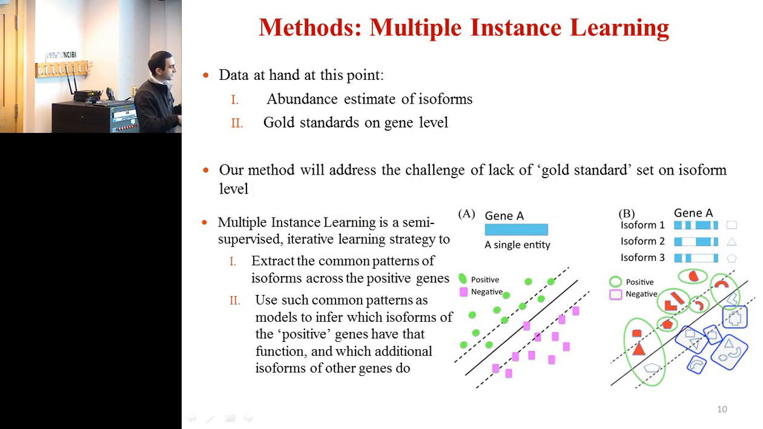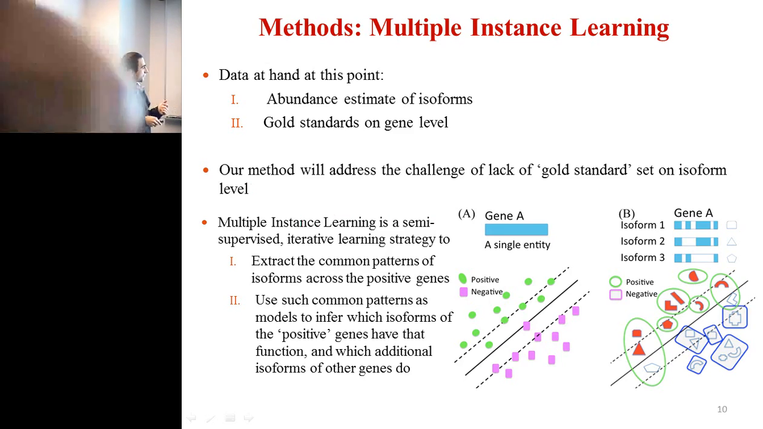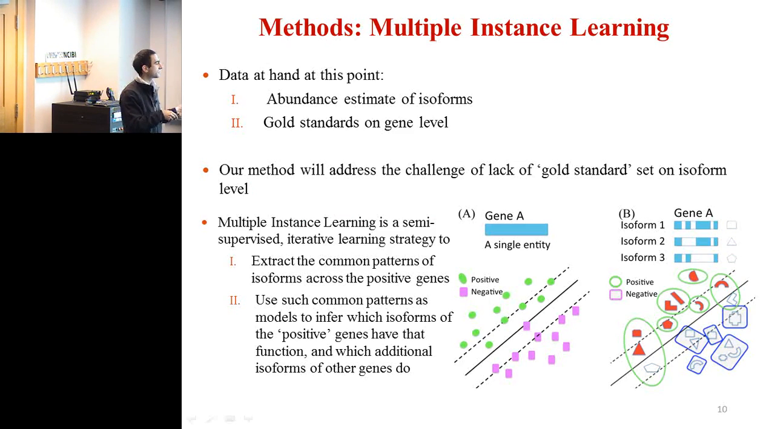So here, let's say, is a regular classifier. You have a separating hyperplane, and you're trying to maximize the distance between these points and this separating hyperplane. Here each dot represents a gene, as in previous functional studies. In our study, we have individual transcripts that are labeled by their genes. So instead of having a label for each point, we have a label for each bag, each collection of instances. The idea is to extract the common patterns of isoforms across positive genes, then use these patterns to find which subset of these positive transcripts are actually positive, and then use this to do the classification.